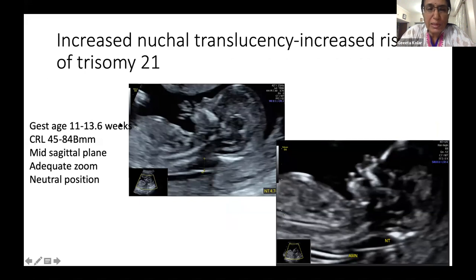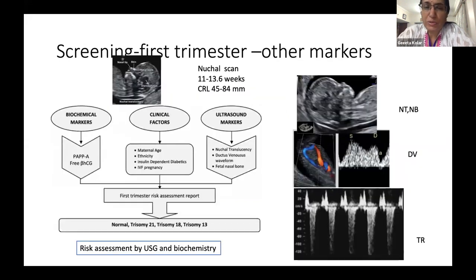So the gestational age, like we mentioned, should be between 11 to 13 weeks, 6 days. You should have the fetus zoomed so that you can accurately measure the NT. You should be only able to see the head and the thorax and not the entire fetus. And the fetus should be in the neutral mid-sagittal position, and the neck should not be too flexed or too extended. Then you measure the NT and give the woman a risk of trisomy 21.